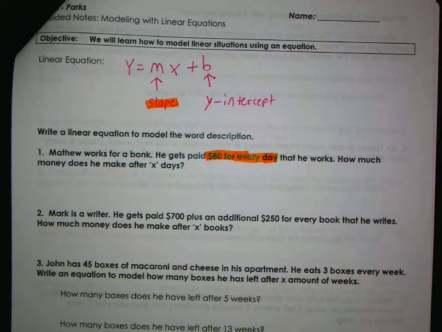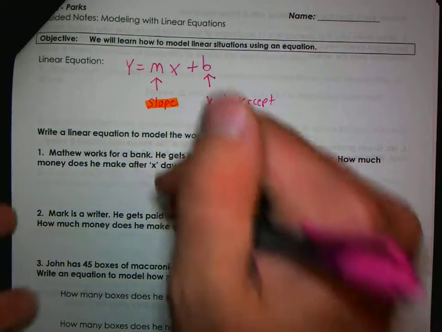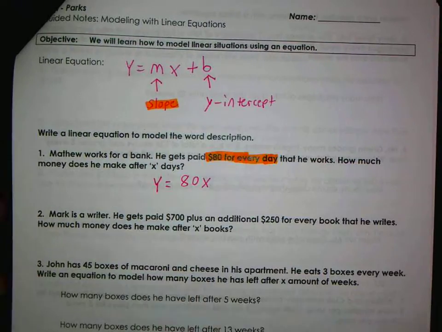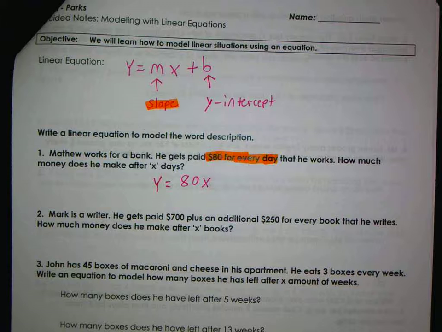Well, he only gets paid per day. And it depends on how many days he works. There is no fixed rate. So I would just say y equals 80x. Or you could put d for days, your choice, where x is the number of days. Does that make sense? There is no fixed amount he gets. Either he works the day or he doesn't.